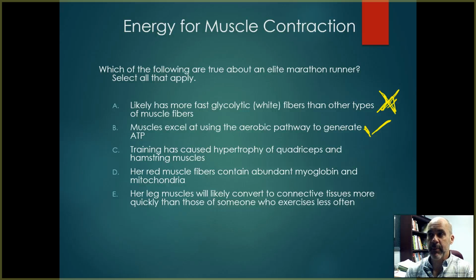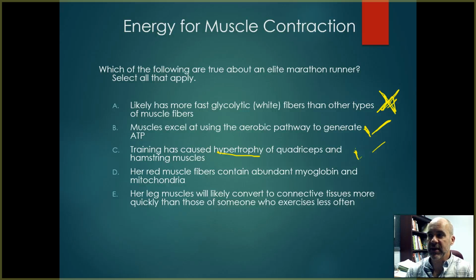C, training has caused hypertrophy of quadriceps and hamstring muscles. What is hypertrophy? That means an overgrowth of the muscles. The muscles have gotten larger. The muscle fibers within the muscles have expanded in size. They've made more actin and myosin filaments for cross-bridging, for more forceful contractions. Yes. Hopefully you're thinking yes on that. Generally, endurance runners will have hypertrophied or larger leg muscles.